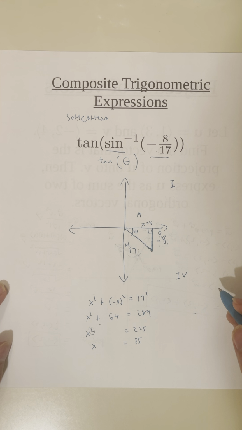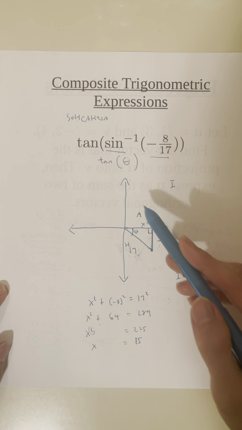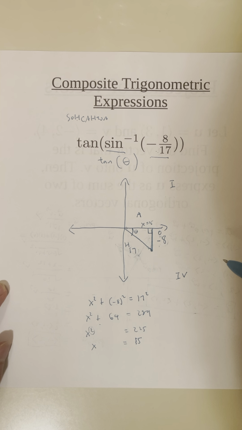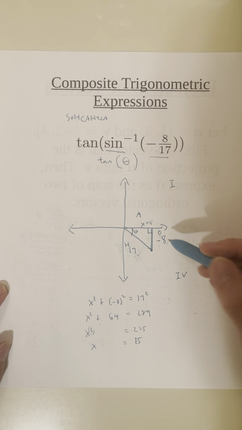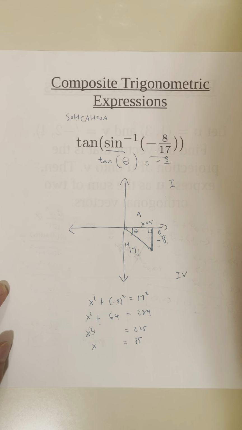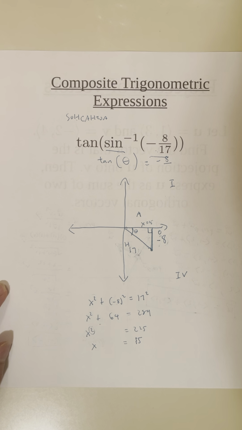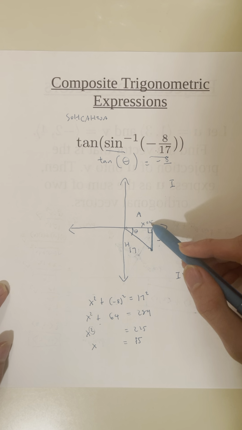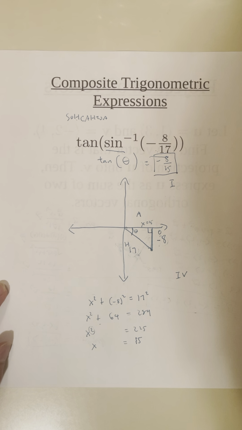Okay, so now that we know all three sides, we can find tangent of theta. Tangent is what side over what side again? Opposite. Okay, so opposite over what? Tangent is opposite over adjacent. And adjacent is how long again? Adjacent is 15. This is your answer. Negative 8 over 15.